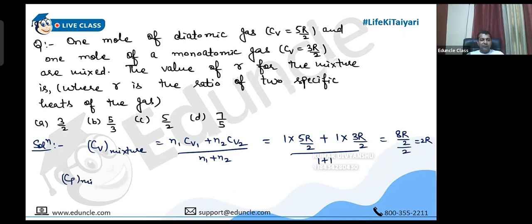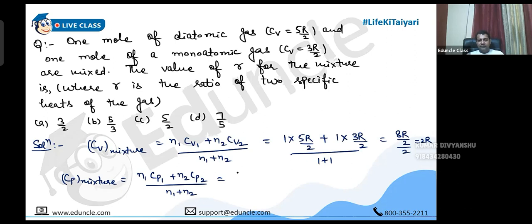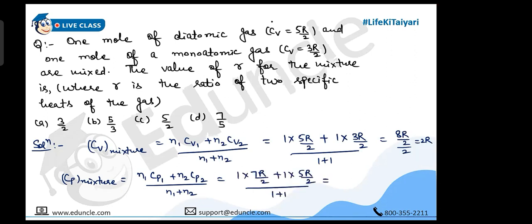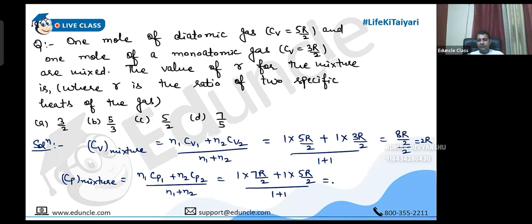Similarly, CP for the mixture. It is N1 CP1 plus N2 CP2 by N1 plus N2. Now CP1 will be 7R by 2 because CV was 5R by 2. It will be 5R by 2. Yes. So now you can take the ratio. So gamma is CP by CV.